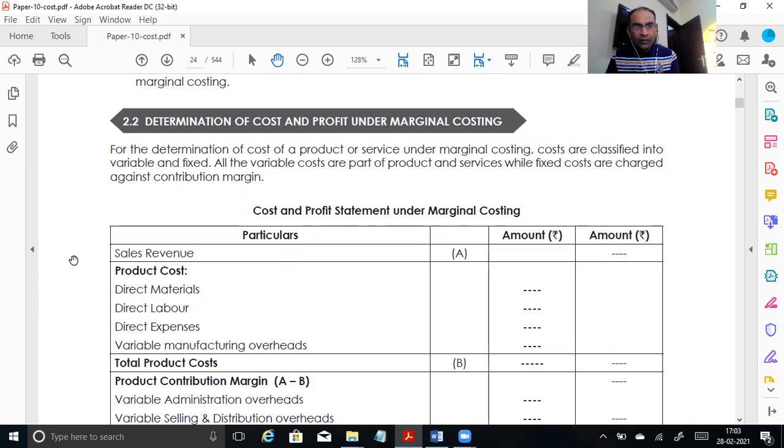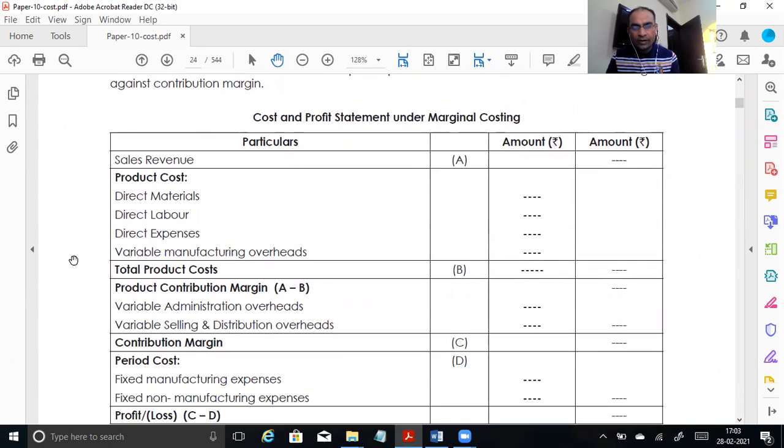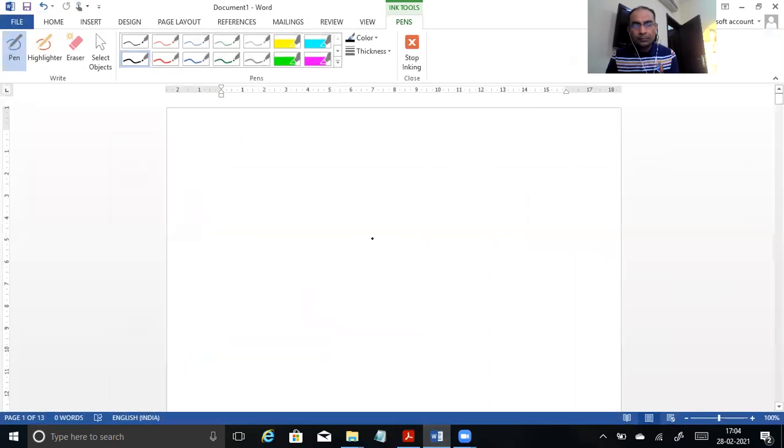determination of cost and profit under marginal costing. So this is marginal costing statement, cost and profit ascertainment. Okay, cost or profit statement under marginal costing. So what you can see is sales revenue on the, this is the format of calculating cost and calculating profit under the marginal costing. So you have to learn this properly. Okay, so let me show you on this page.